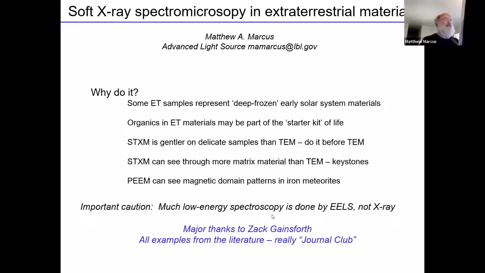And big thanks to Zack Gainsforth. All the examples here will not be anything that I did. I run the beamline that some of this was done on, but it'll be all from the literature, so it's a real journal club talk. Let's see, why is it not advancing?